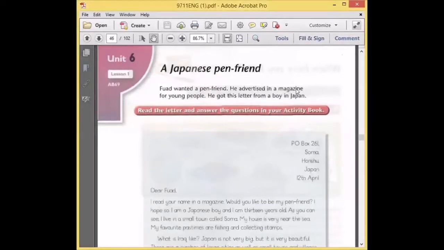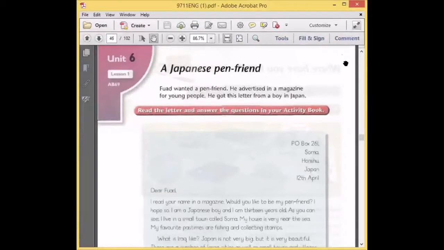It's okay. Now, let us read what is on page 44 of lesson 1, unit 6, which is, as we said, titled A Japanese Pen Friend. So let's read the introduction. Fuad wanted a pen friend. He advertised in a magazine for young people. He got this letter from a boy in Japan. So now we learn how Fuad made friends with this Japanese boy, right? Fuad made an advertisement in a magazine in which he published his address, and that's how he received Yuki's letter.